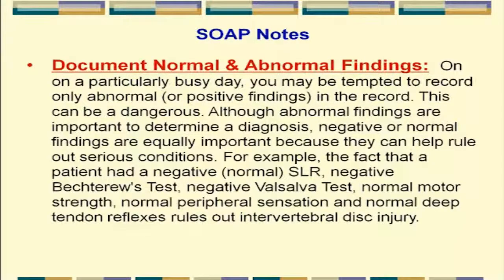Document normal and abnormal findings. On a particularly busy day, you may be tempted to record only abnormal findings in the record. This can be dangerous. Although abnormal findings are important to determine a diagnosis, negative or normal findings are equally important because they can help rule out serious conditions. For example, a patient with a negative straight leg raise, negative Bechterew, negative Valsalva, normal motor strength, normal sensation, and normal reflexes rules out disc injury.